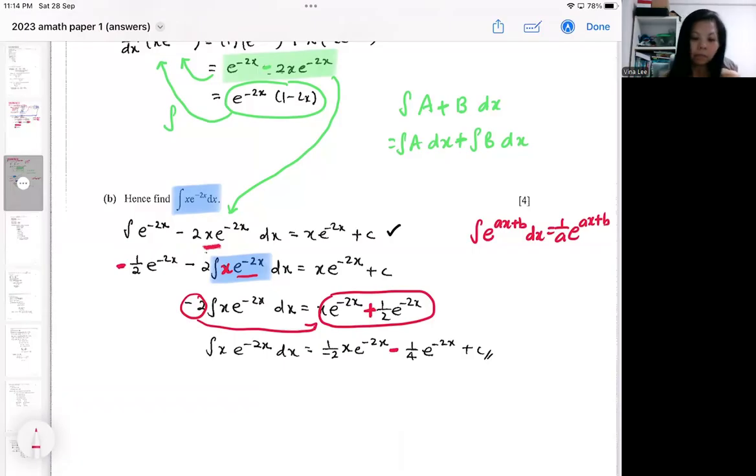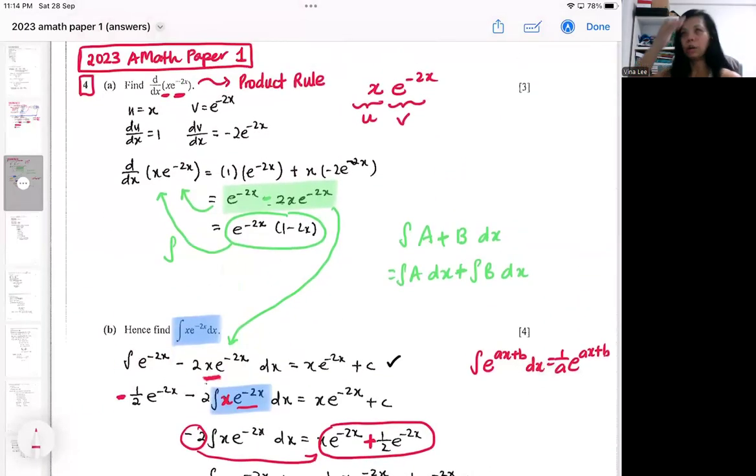Okay, so look through. But let's say your first part, you didn't do product rule in the first part, then the whole question is gone because your answer wouldn't be correct. So do take note of the product rule.